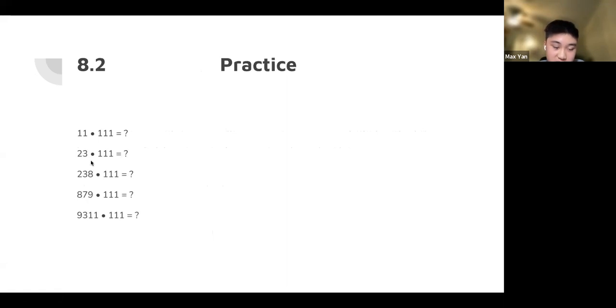Okay, so we have a few more practices. The first one, you can use either one of the methods, multiplying by 11 or 111.